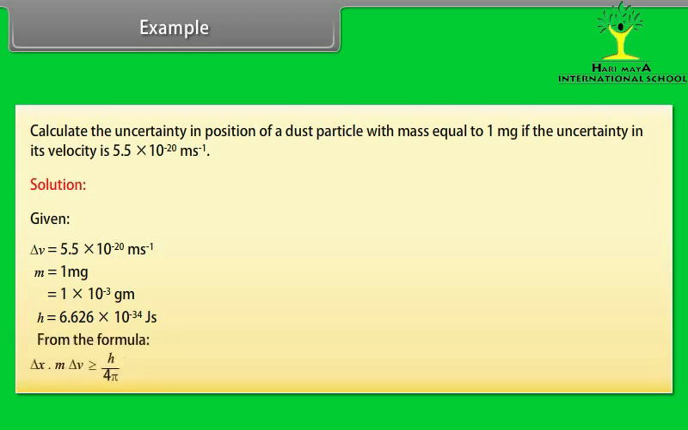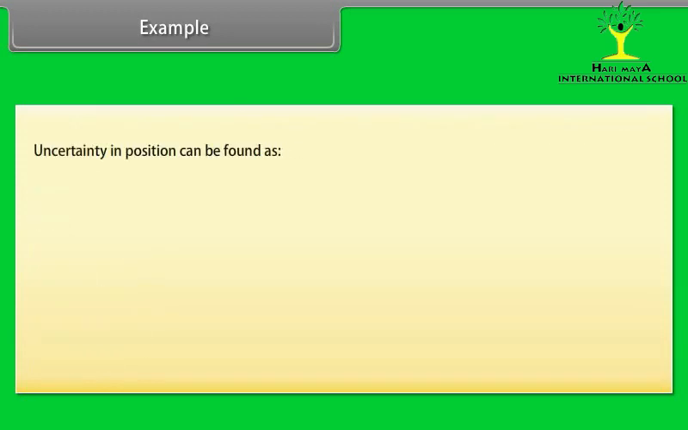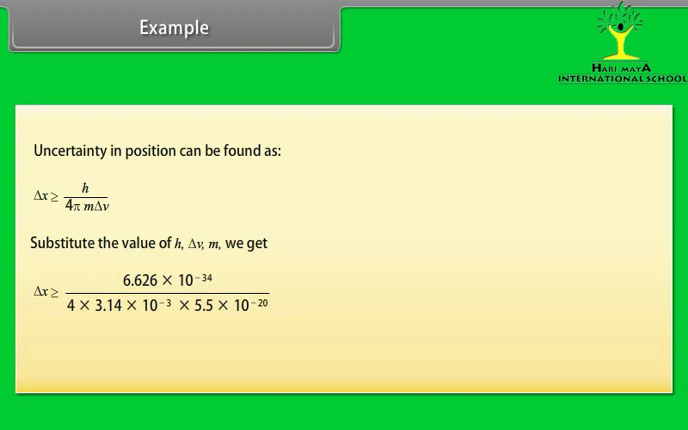From the formula, delta x into m delta v greater than or equal to h upon 4 pi. Uncertainty in position can be found as delta x greater than or equal to h upon 4 pi m delta v. Substituting the values of h, delta v and m, we get delta x greater than or equal to 6.626 into 10 raised to the power minus 34 divided by 4 into 3.14 into 10 raised to the power minus 3 into 5.5 into 10 raised to the power minus 20. Delta x is greater than or equal to 9.59 into 10 raised to the power minus 13 meter.